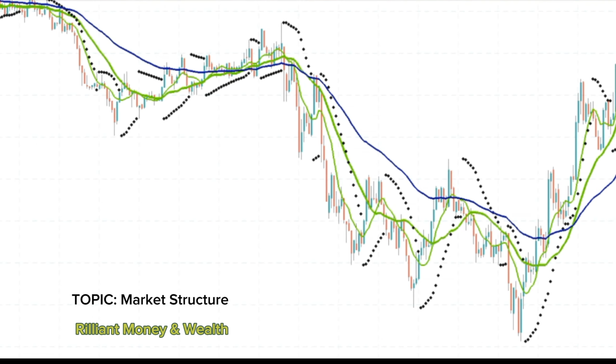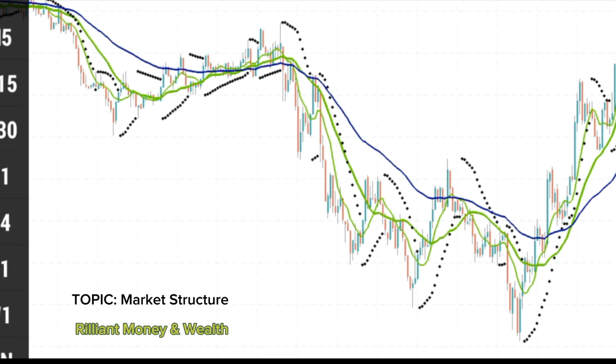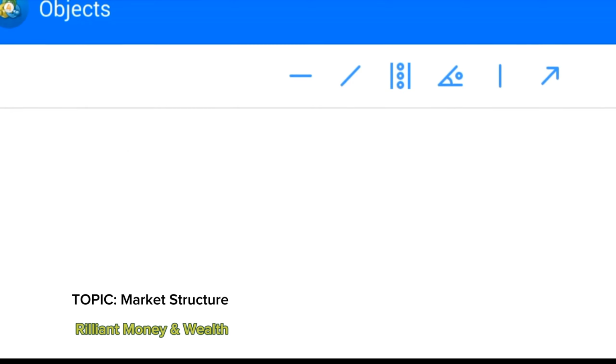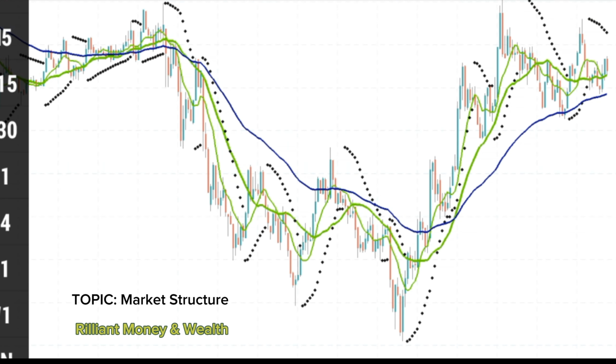So we want to see, is it an uptrend, a downtrend, or a ranging market? So I want to show you in simple terms what is a ranging market. So let's first remove these indicators. So I want you to see the chart clearly.